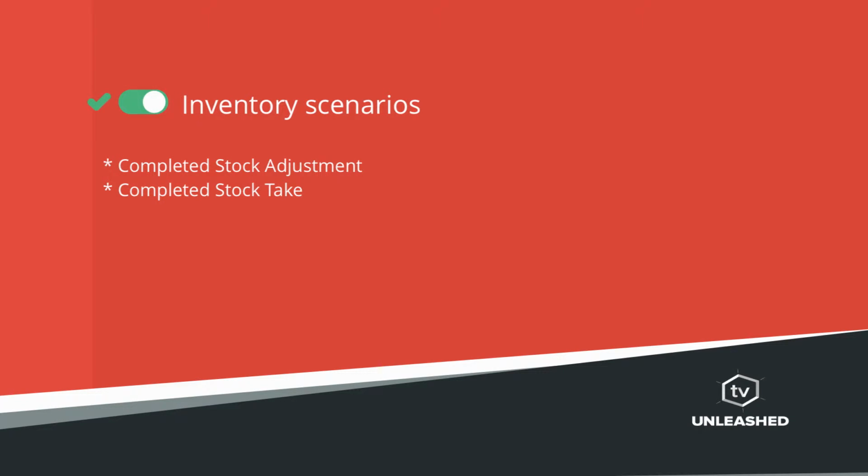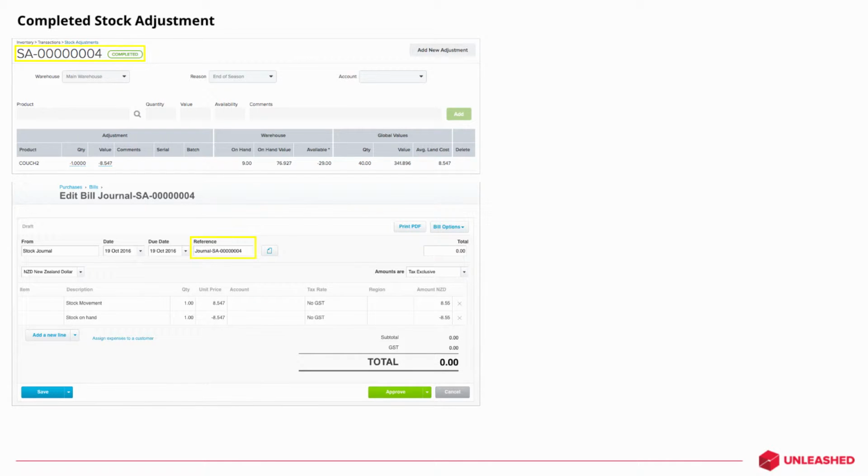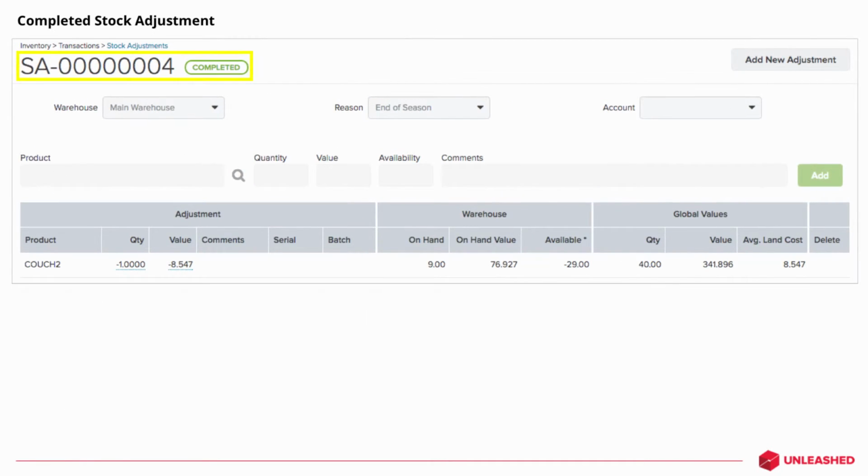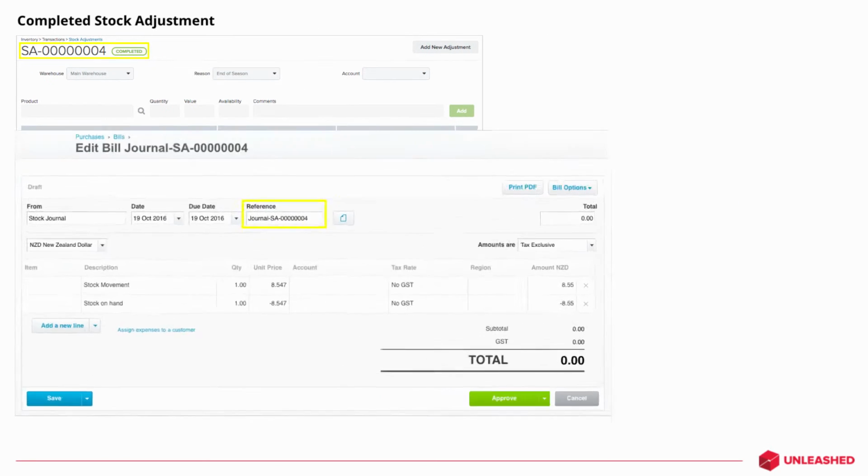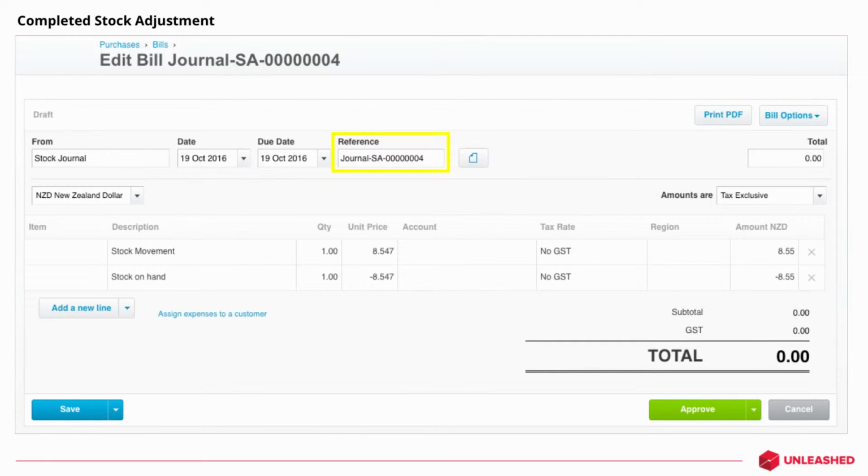Let's have a look at a few scenarios for inventory. A completed stock adjustment in Unleashed will send a draft journal to Xero. So here we can see we have stock adjustment 04 in Unleashed. Please note that the value will need to be either positive or negative to send a journal. If the value is 0, then no journal will be sent. Let's then look at Xero, and here you can see we have a journal for stock adjustment 04.